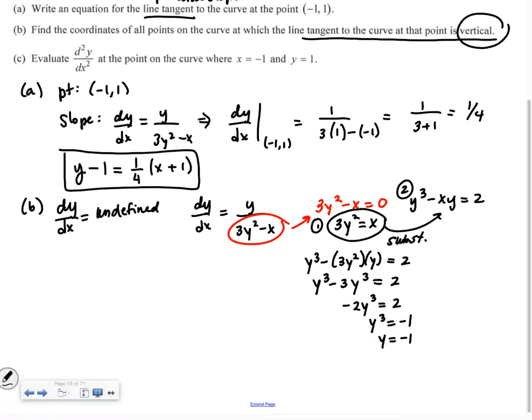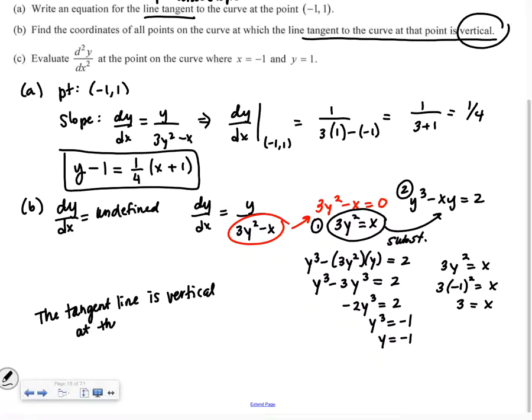And it's asking for the points. It's saying find the coordinates of all of the points on the curve at which the tangent line is vertical. So now that we have y equals negative 1, we go back into any equation and plug it in. So let's go back into our 3y squared equals x. So we have 3 times negative 1 squared equals x. So we get 3 equals x. So this means that our tangent line is vertical at the point, it's only one point, sometimes it's more than one because of the pluses or minuses, so be careful, at the point 3, negative 1.